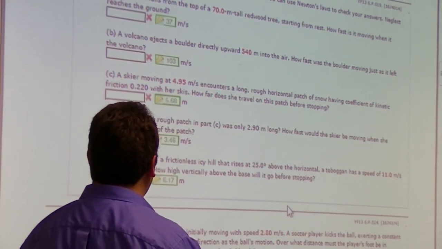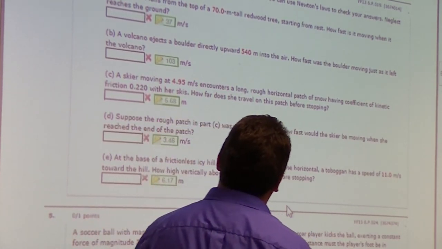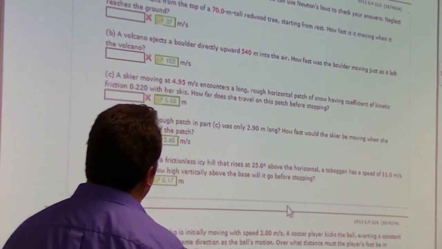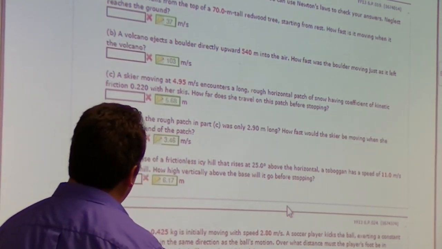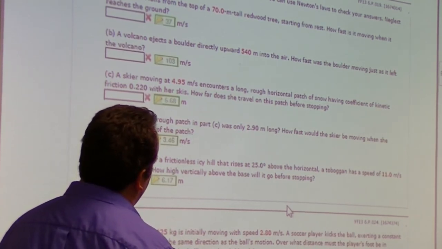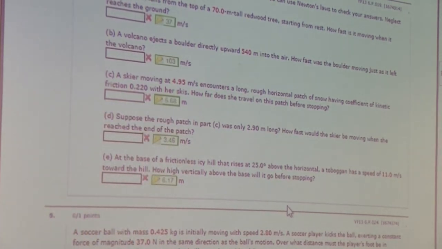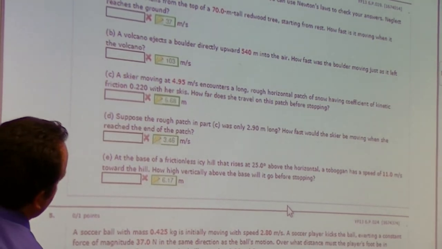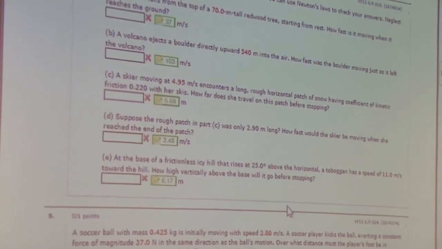A skier is moving at 4.95 meters per second, and encounters a long, rough, horizontal patch of snow having a coefficient of kinetic friction of 0.22. How far does it travel on this patch before stopping? Aha! Well, this is not exactly that hard of a problem. I was hoping for something slightly more.